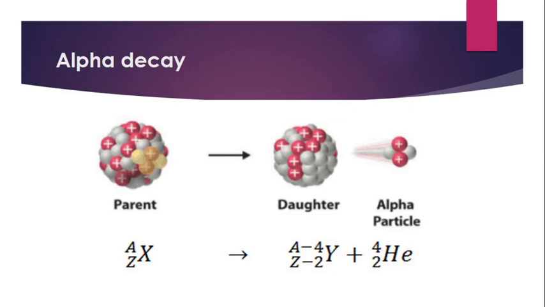XAZ, which represents a parent element, will undergo alpha decay so that a helium particle, He2, is emitted, so that its atomic number is decreased by 2 and mass number is decreased by 4. So we will get a new nuclei, daughter nuclei, with the symbol YZ-2 A-4.